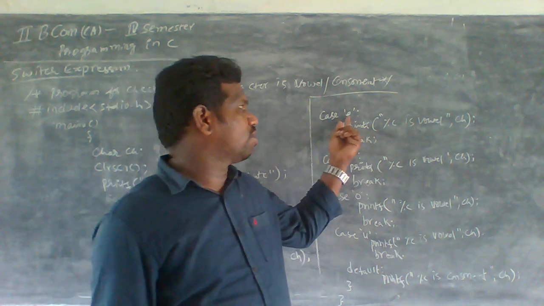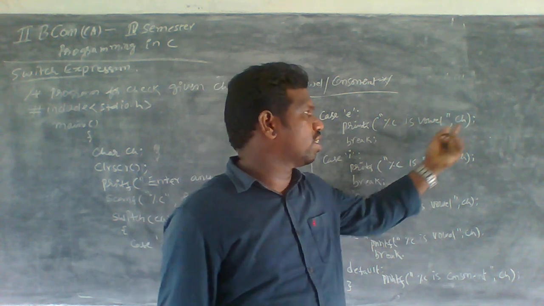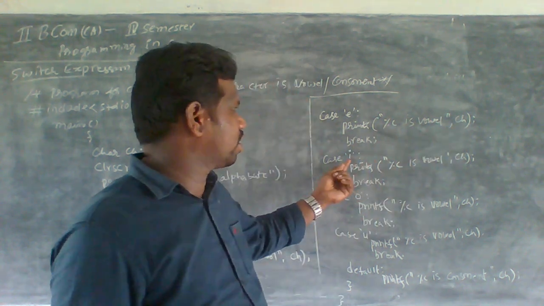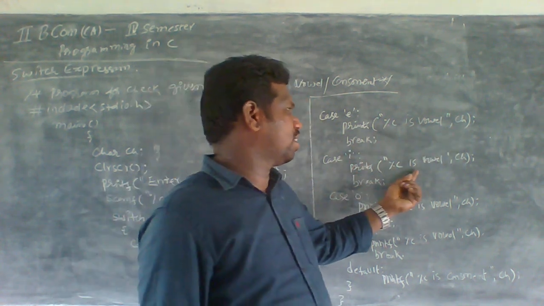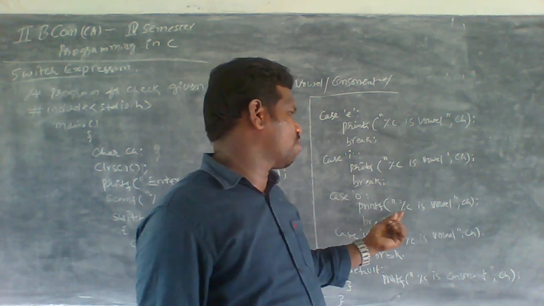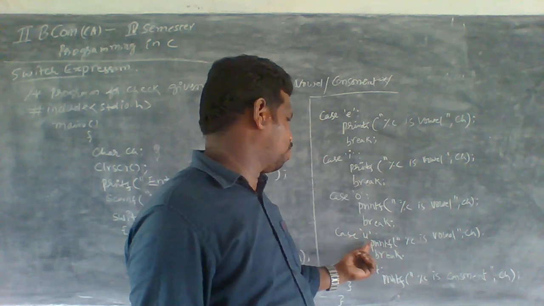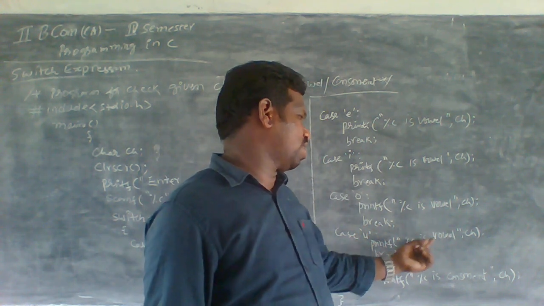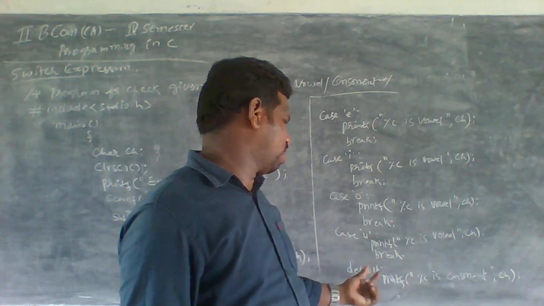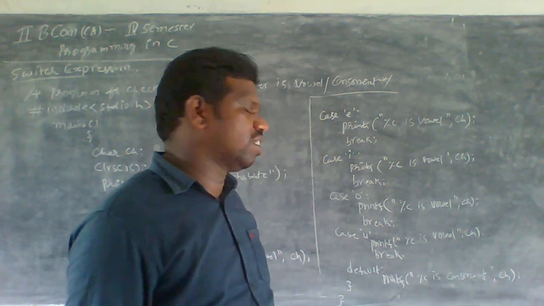Okay, so that's why it is written with a single character. printf "%c is a vowel", ch, break. Case 'i', printf "%c is a vowel", ch, break. Case 'o', printf "%c is a vowel", ch, break. Case 'u', printf "%c is a vowel", ch, break. Default: printf "%c is a consonant", ch.